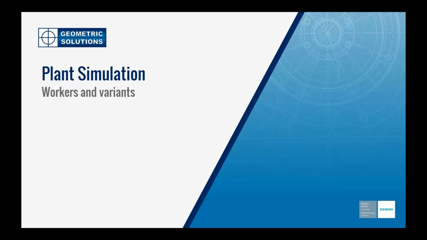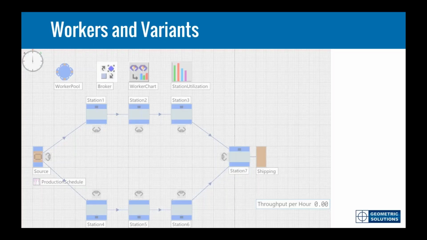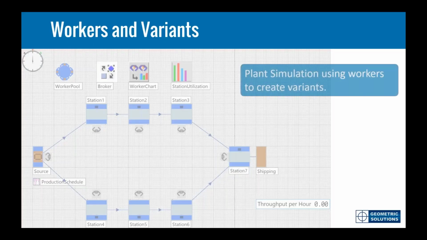Now moving on, we'll look at plant simulation, adding workers and variants. So here's our scenario. We've got a 7-station line, we have a worker pool, and we have some variations to build in this particular production plant.